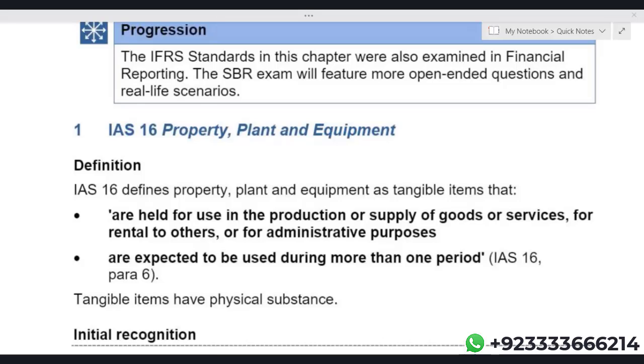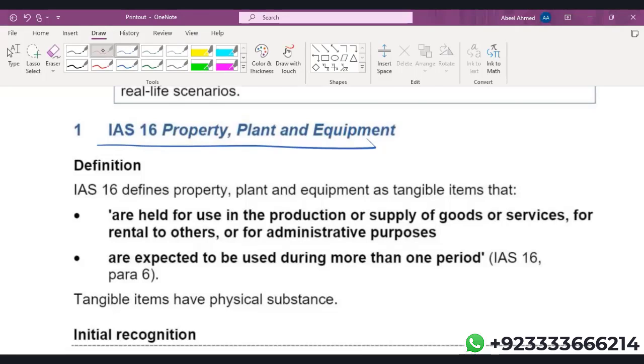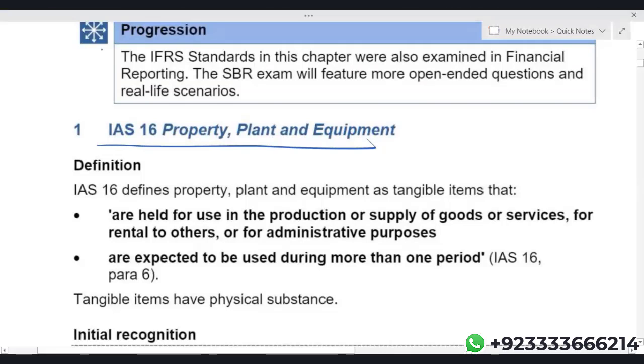So today's topic is property, plant and equipment, IAS 16. So we'll be revising this IAS 16. It's the first live revision class. Okay. IAS 16, number one.